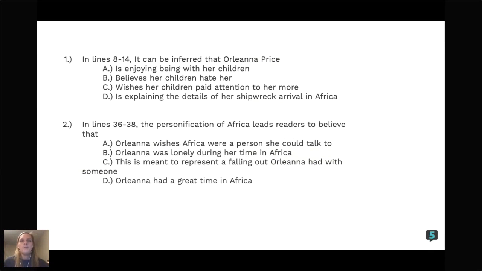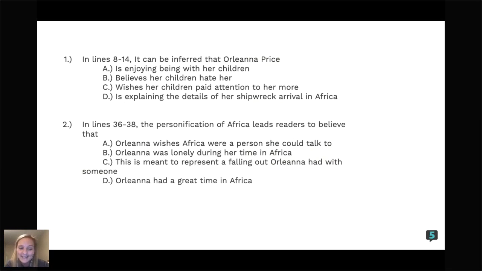And then the twin daughters that she has, the other two, like the middle children, kind of literally paid attention to everything else. So this could also be a possible answer. We just have to compare the two and figure out which one is the best answer. And then answer D is explaining the details of her shipwreck arrival in Africa.